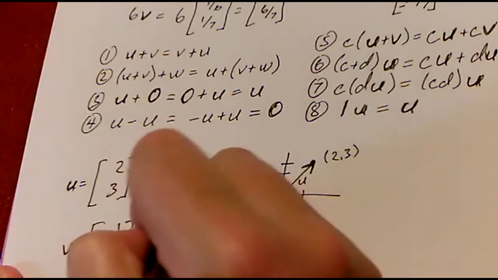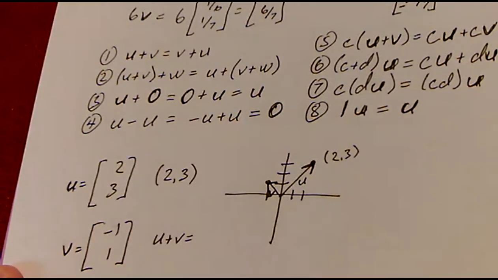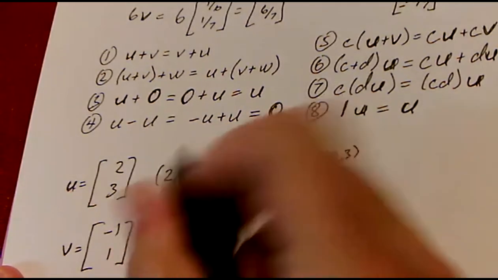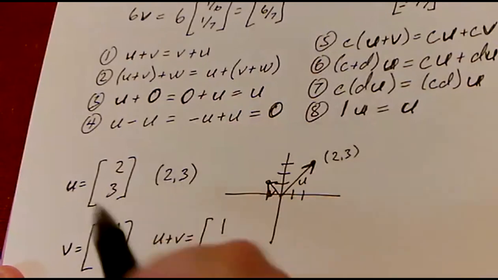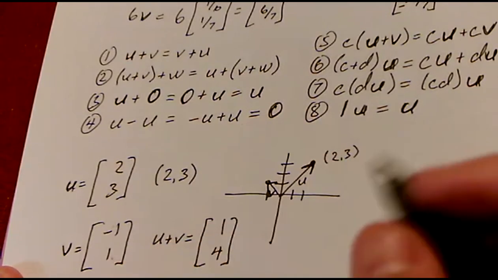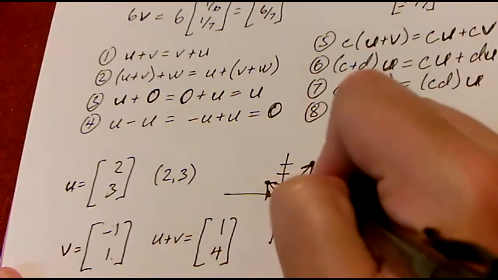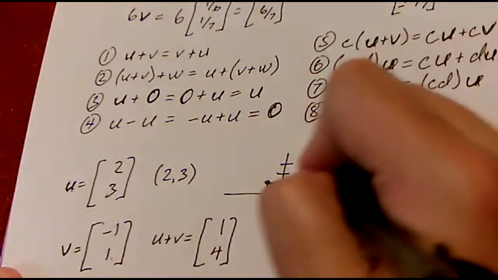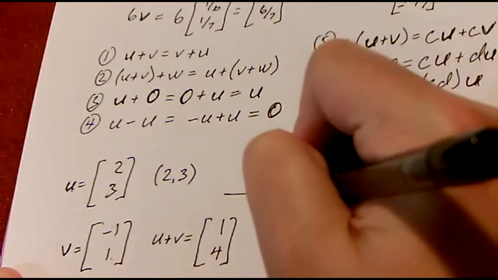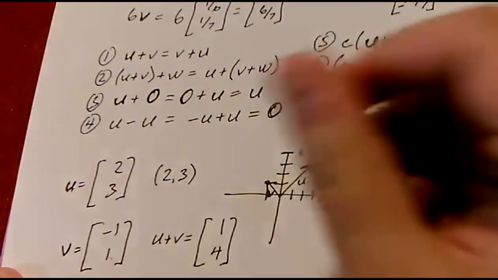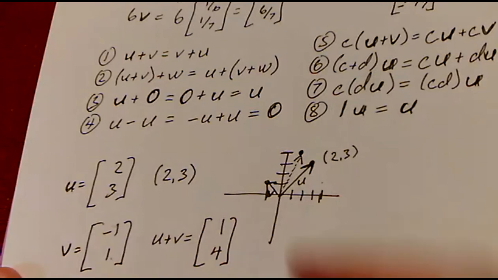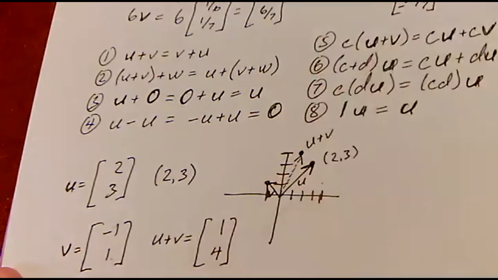Okay, so let's look at u plus v. Okay, well, u plus v, well, I add the components, right? So I'm going to take 2 and negative 1 and add them and I get 1. And I'm going to take 3 and 1 and add them and I get 4. Okay, so that point u plus v is at 1, 4. Okay, so let's put that point on the graph here. Went the wrong way. 1 and then up 4. Okay, I'm going to draw it with a little dashed line so we can tell it apart from my other two. And so this is u plus v.